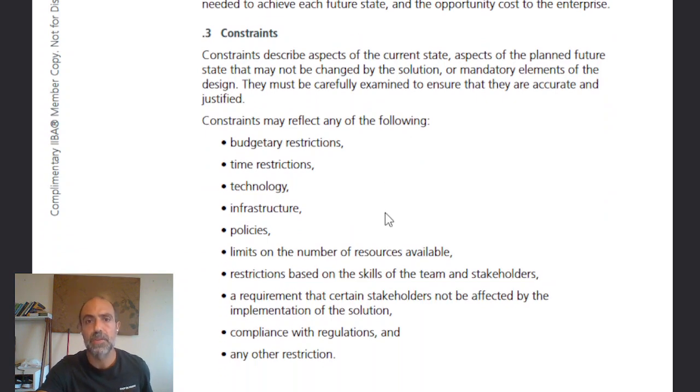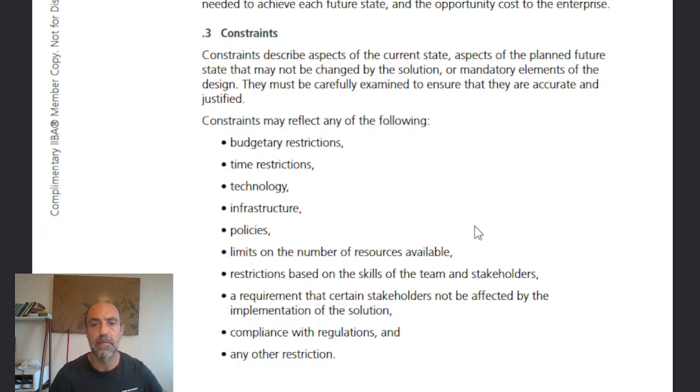I don't know. Constraints. Constraints describe aspects of the current state, aspects of the planned future state, and may not be changed by the solution, or mandatory elements to the design. They must be carefully examined to ensure that they are accurate and justified. Constraints may reflect any of the following.